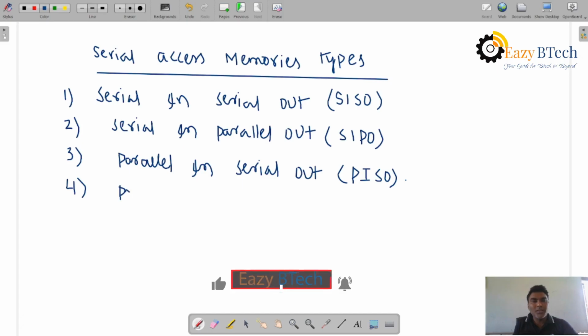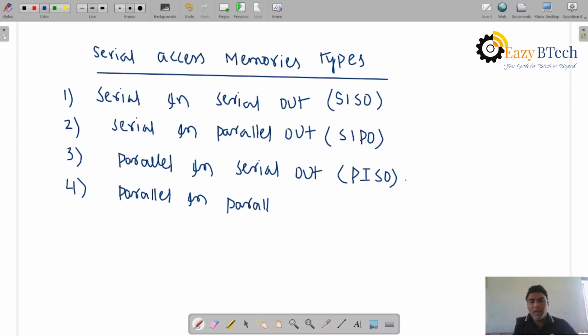The fourth one is parallel in, parallel out. We call it parallel in, parallel out. So this may be asked in the external examination. Explain the serial access memories. Either it will ask about serial in, serial out, or directly ask you the types. You can explain this, right?